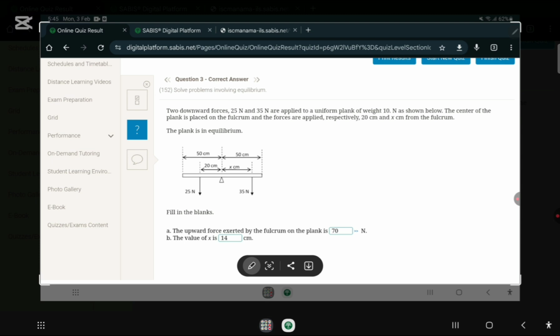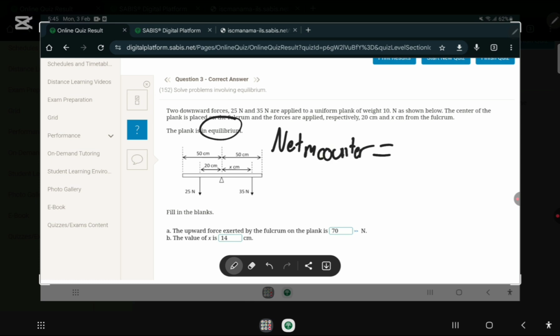There is a rule here, especially when it's equilibrium. The net moment counterclockwise equals the net moment clockwise. So here it's going to be going from the axis of rotation. Here it's going to be going counterclockwise, and here clockwise.